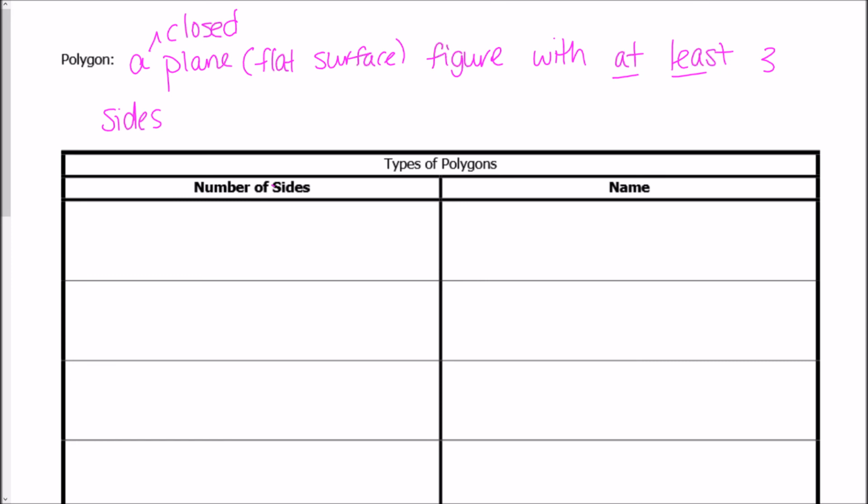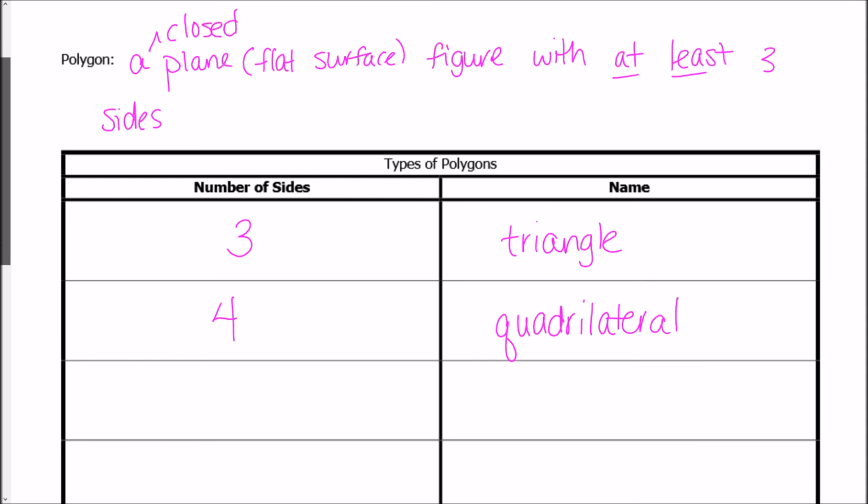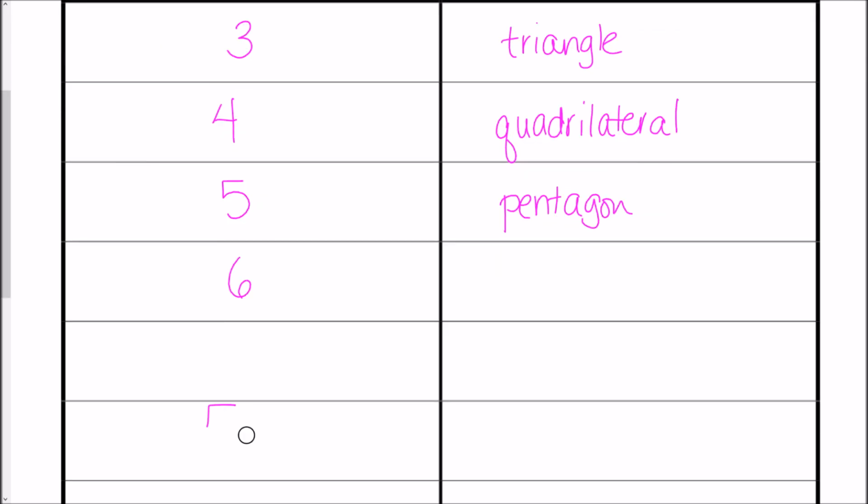Okay, so we're just going to talk about the types of polygons that exist. So if there are 3 sides to our polygon, the name of our polygon is a triangle. If there are 4 sides to our polygon, the name of our polygon is a quadrilateral. Okay, if there are 5 sides in our polygon, then it's called a pentagon. If there are 6 sides to our polygon, then it's called a hexagon.